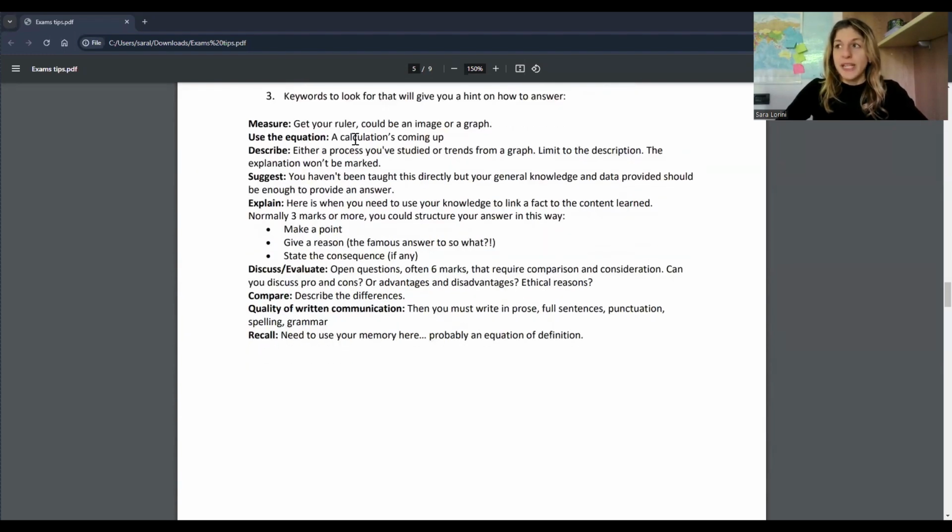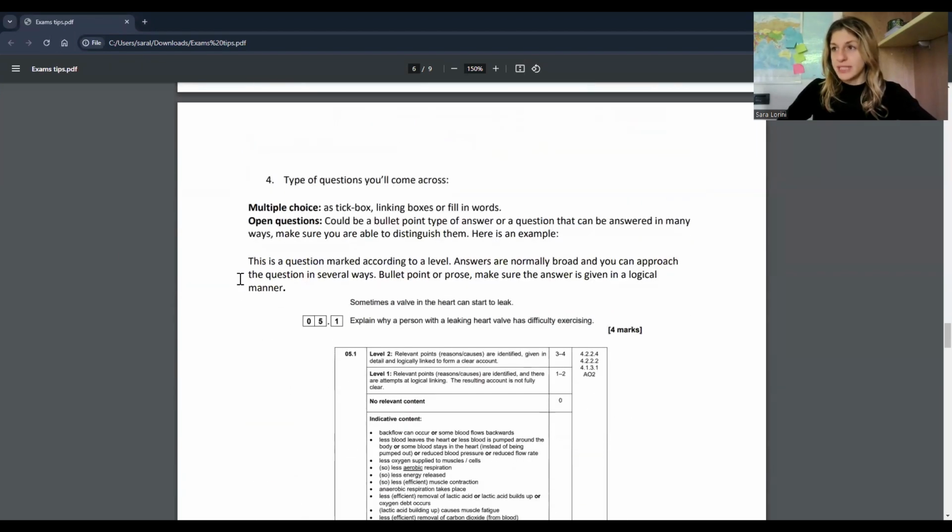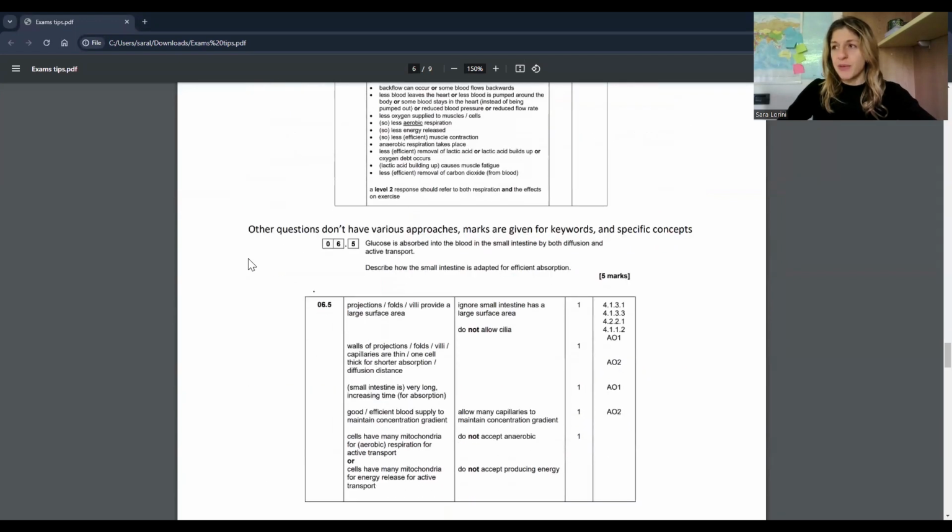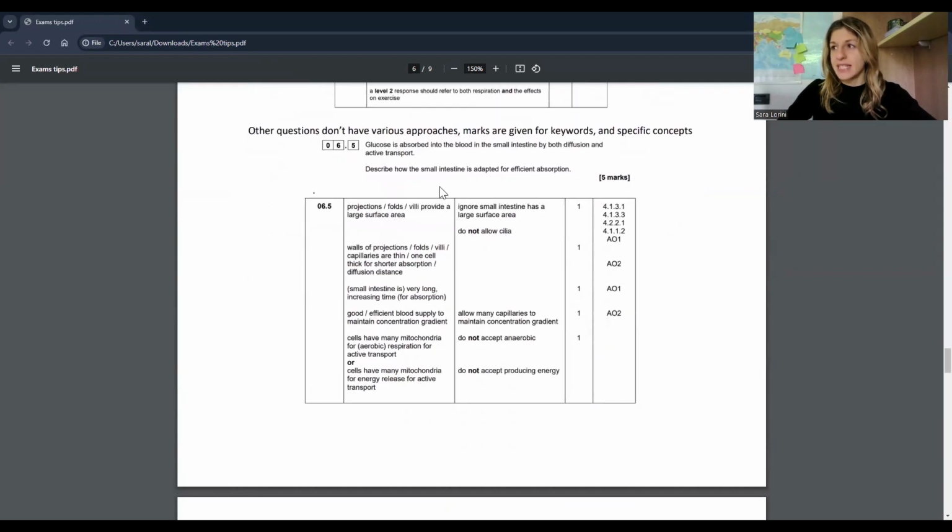So as I mentioned before, keywords are very important in your papers because they give you an idea of what you have to do and also the type of question, okay? Remember, when you have suggest, those are the tricky ones, okay? Explain, it depends. It could be explanation of a very direct concept, or it could be one of these trickier exam questions, okay? So this is all very important. The type of question you come across, I would invite you to have a look at this.